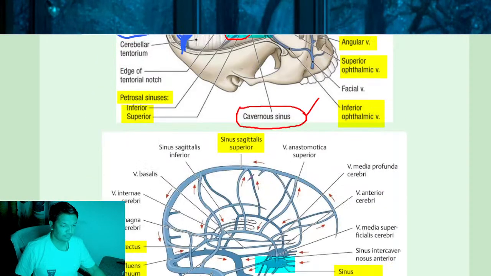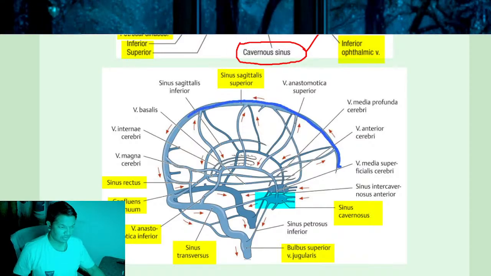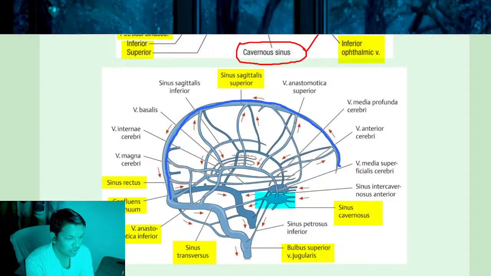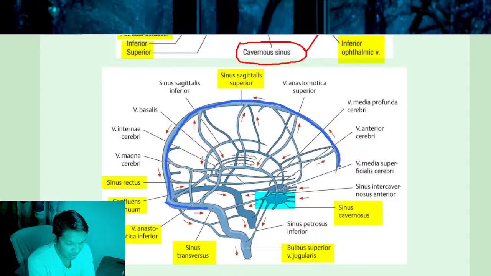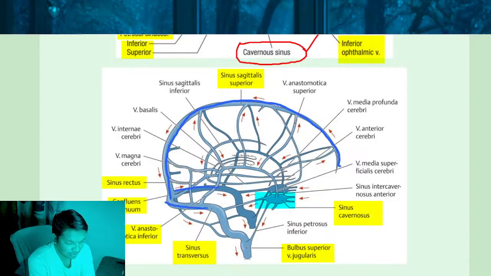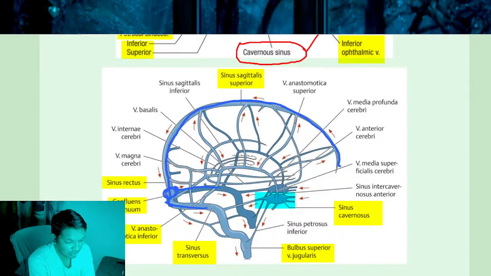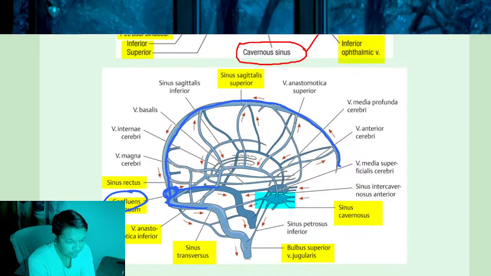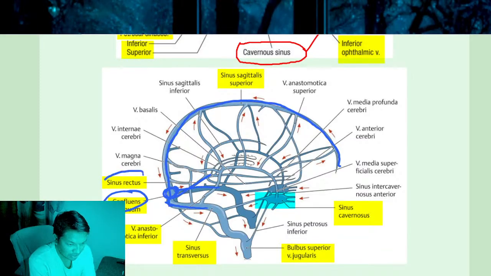Once again, you can see this is the superior sagittal sinus coming posteriorly. Then we have this, the transverse sinus, joining here in the confluence of sinuses. Then from here we have one going straight forward, a little upward. This is the straight sinus, sinus rectus. These names are a little like Italian.